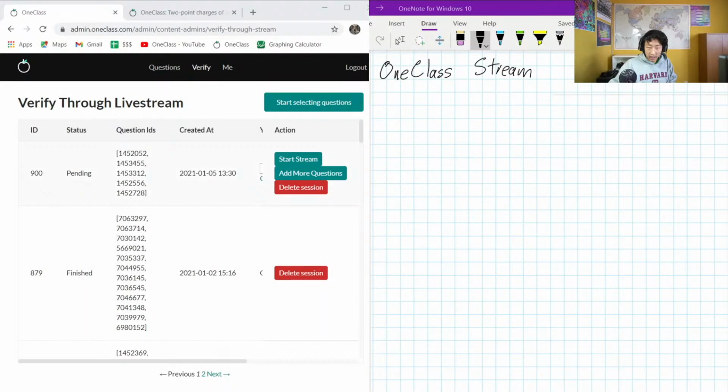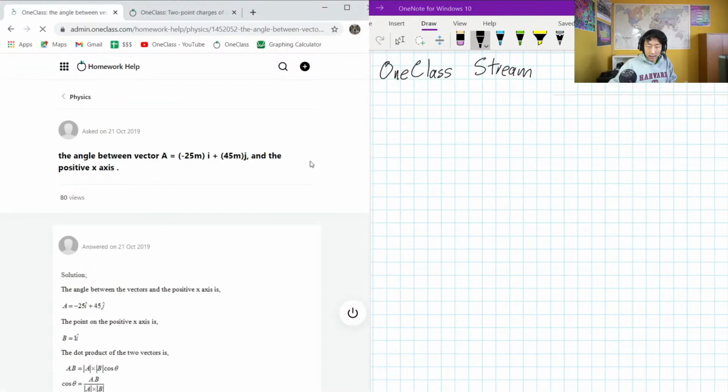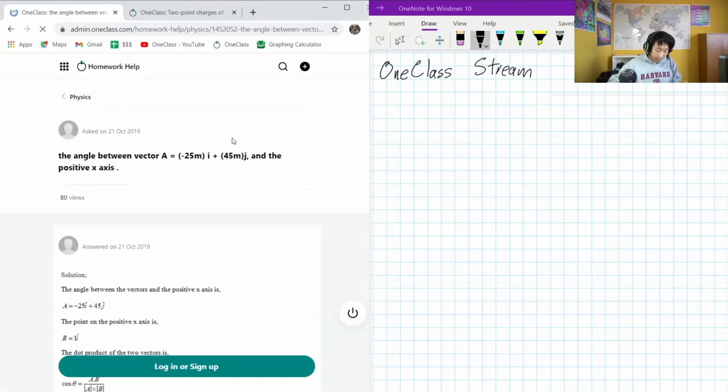Cool, so let me switch my screen real fast and we can see the physics in action. Okay, so this is the first question that we got on the menu today. It is asking us the angle between the vector A, which is negative 25 in the I direction and 45 meters in the J direction. We have to find the angle between that vector and the positive x-axis, okay? This is a fairly straightforward question. Let's draw a diagram out to kind of represent what this question is really asking us.